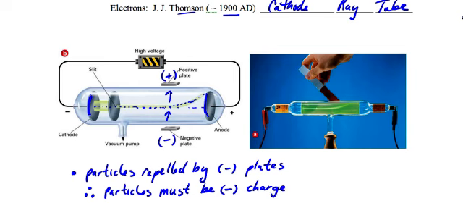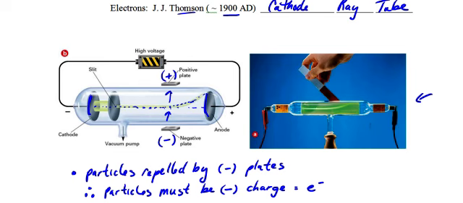And what Thomson called them, he called them corpuscles, but what we now call them are electrons. Those are the negatively charged particles. And then here's a picture of an actual cathode ray tube, and as you put a magnet up to it, you'll see that it's being deflected, in this case, towards this particular pole. So we know that the atom contains negative particles.